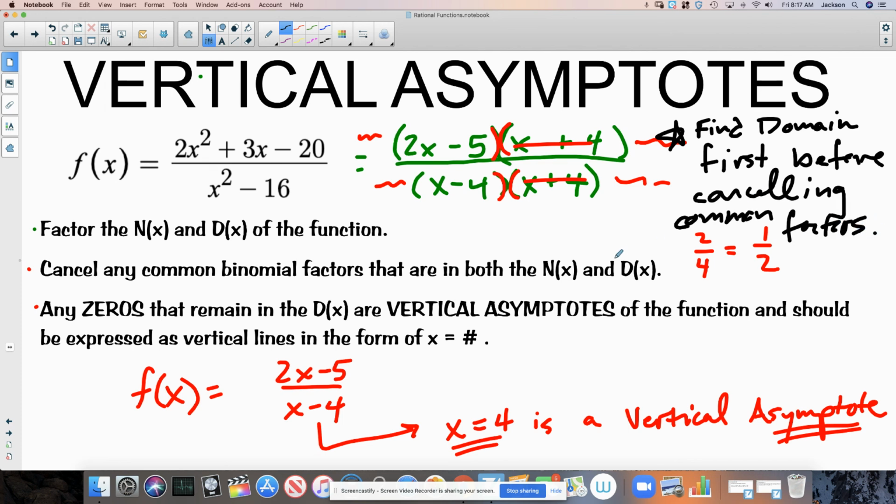We're going to talk about asymptotic behavior in another video, and we're going to talk about what this means in another video as well.